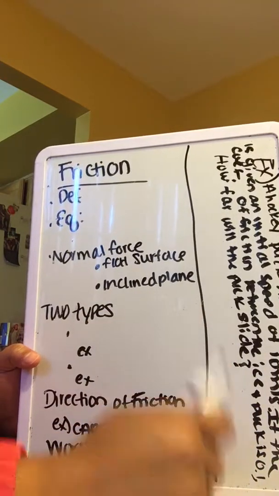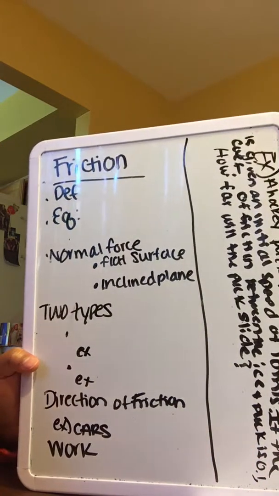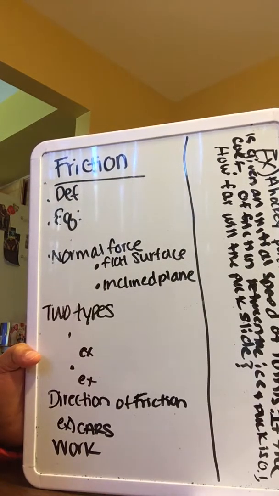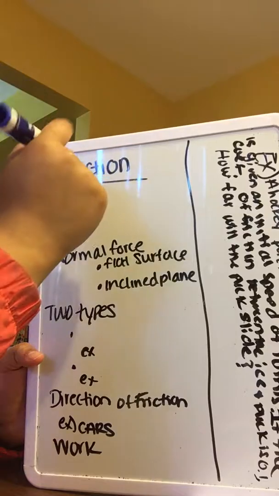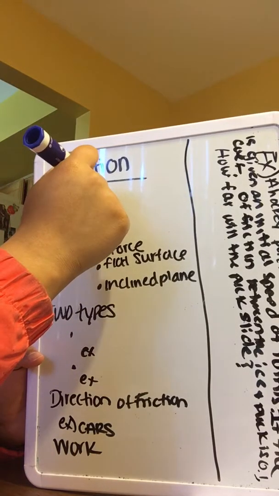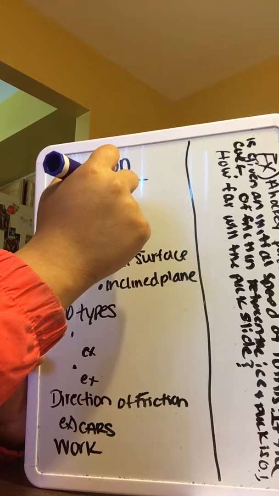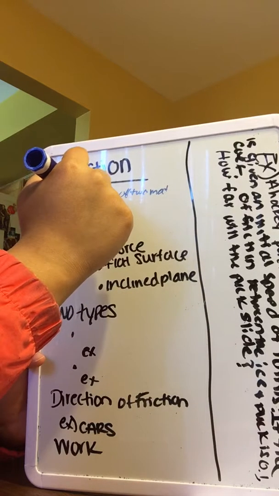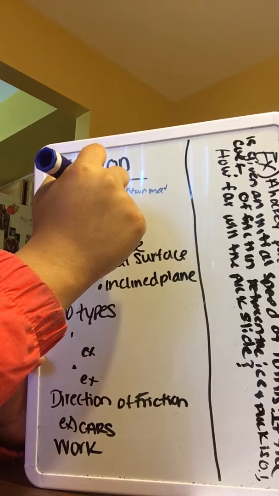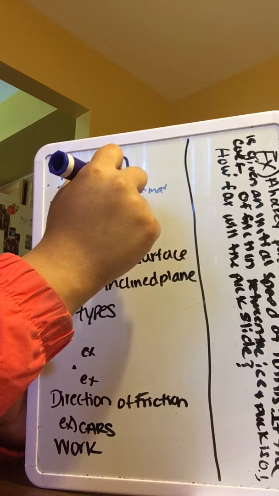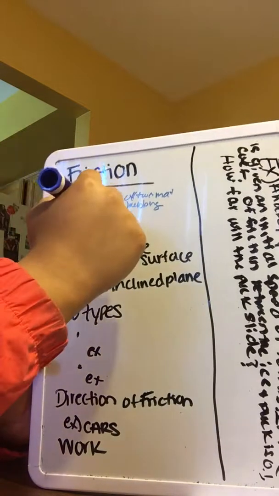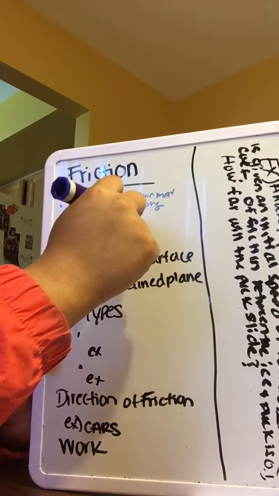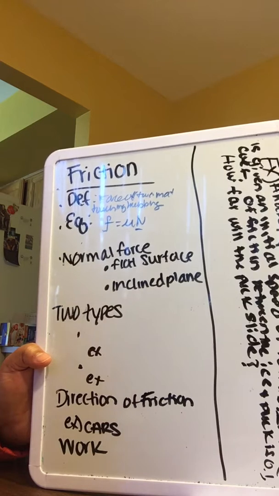Okay, so this video is about friction. Friction is the force of two materials touching or rubbing together. The equation for friction is F equals mu times N, and N stands for the normal force.